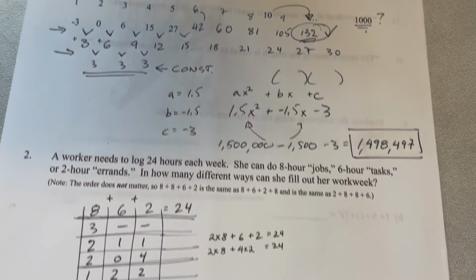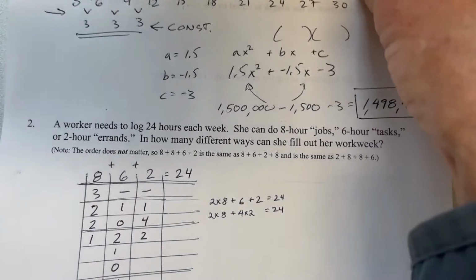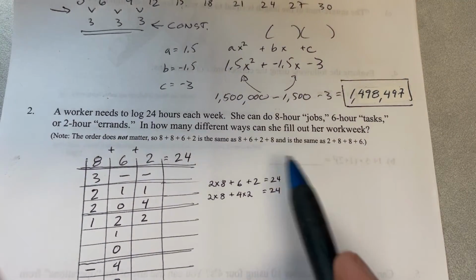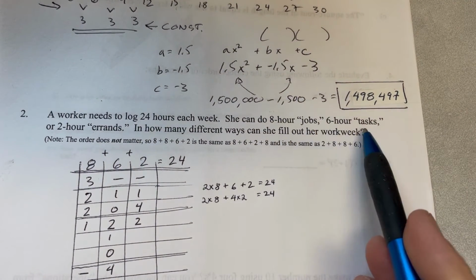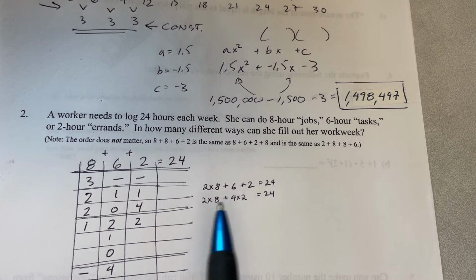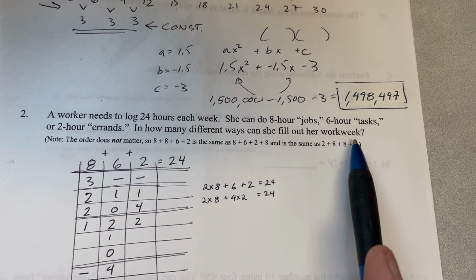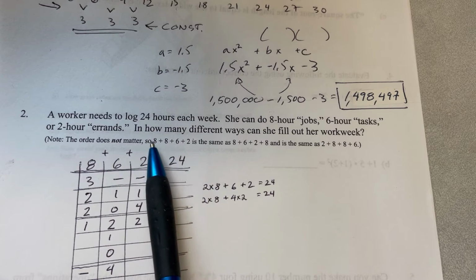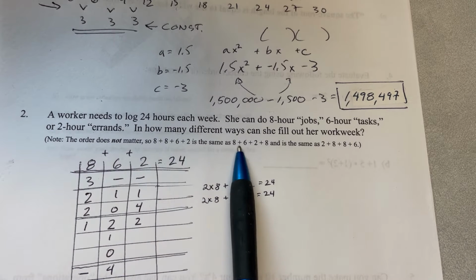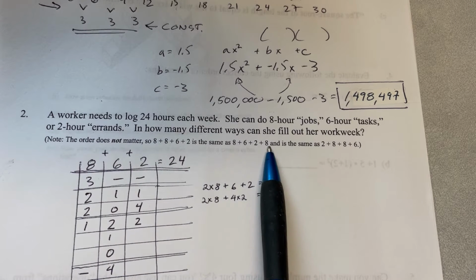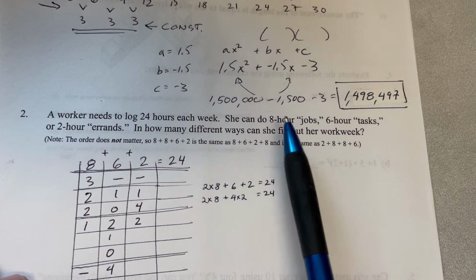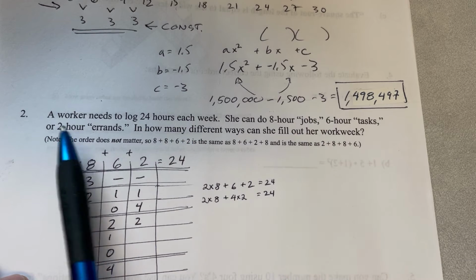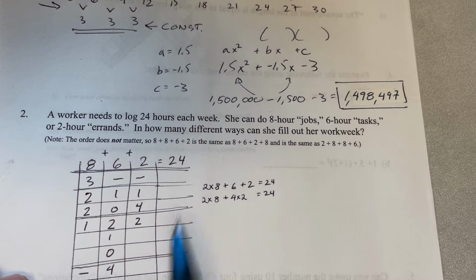Okay, now a worker has a schedule to make, and she can do 8-hour jobs or 6-hour tasks or 2-hour errands. How many different ways can she fill her work week? Make sure that you don't count different orders for things as separate. It's just like making change for some money that's being paid, and you've got like an $8 bill, a $6 bill, and a $2 bill. How many ways can you make $24?